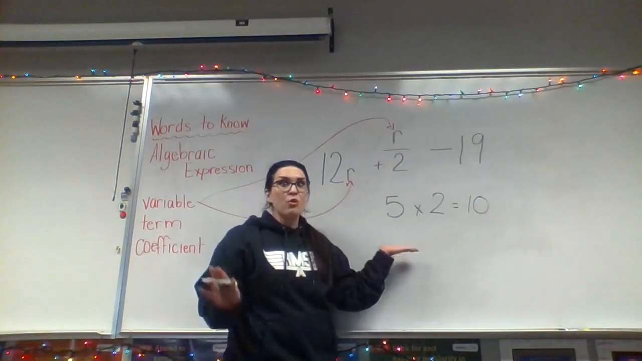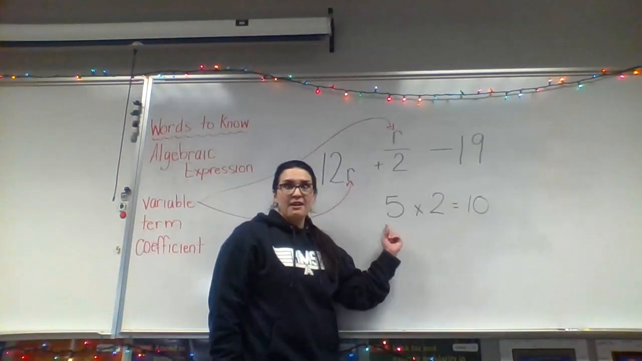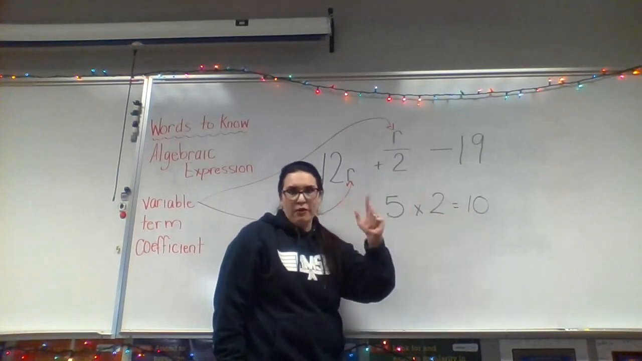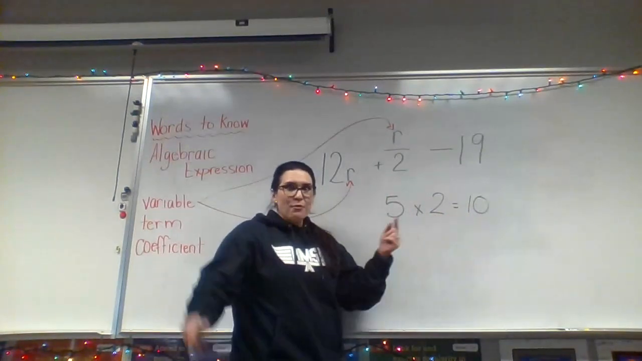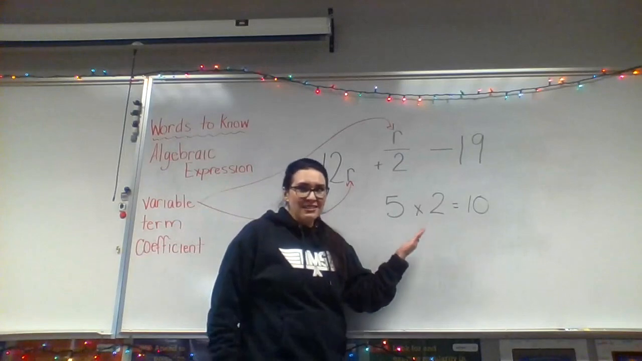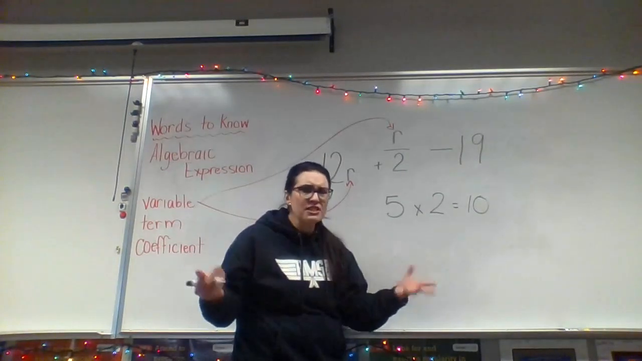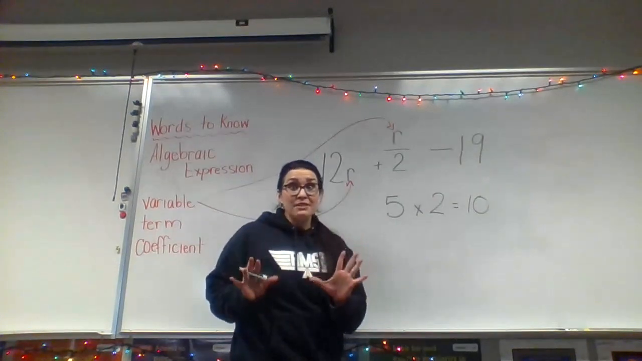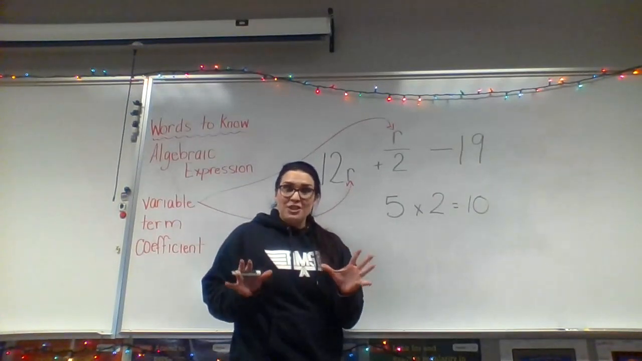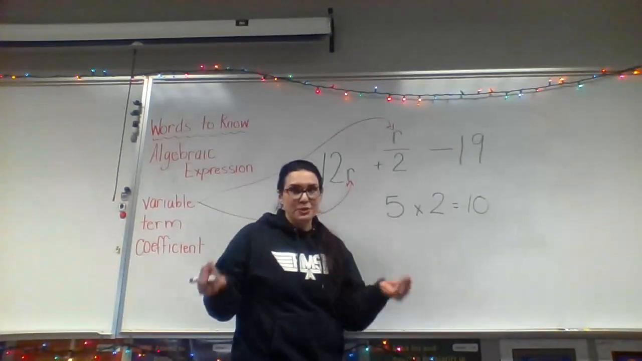Before, we've done multiplication like this, right? 5 times 2 equals 10. We know that. However, with our algebraic expressions, is that X a variable? Is that a letter that we're using? Is that an operation sign? We don't know. So there are a couple of different ways with algebraic expressions that we represent multiplication.